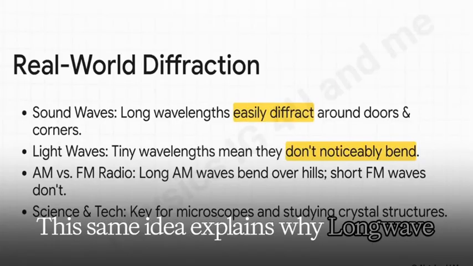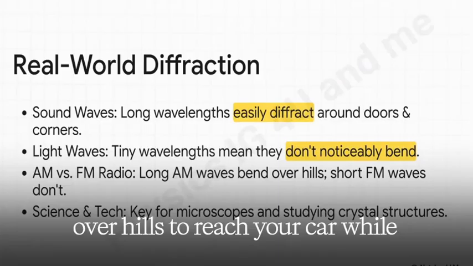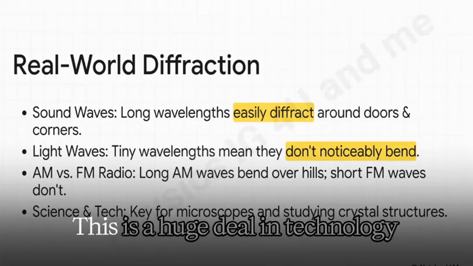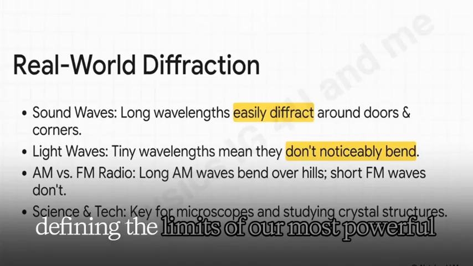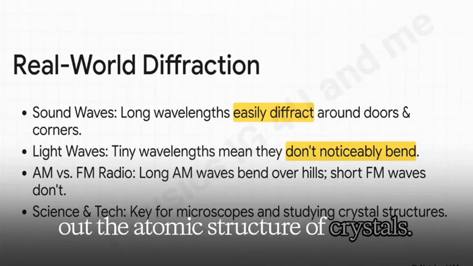This same idea explains why long-wave AM radio signals can actually bend over hills to reach your car, while shorter-wave FM radio needs a clearer path. And it's not just trivia. This is a huge deal in technology, defining the limits of our most powerful microscopes while also letting us map out the atomic structure of crystals.